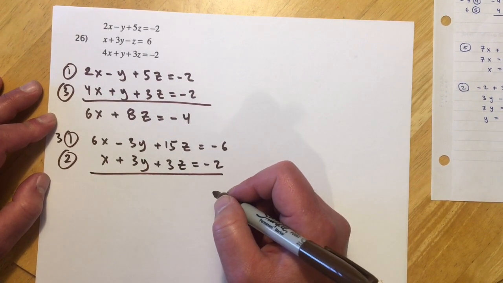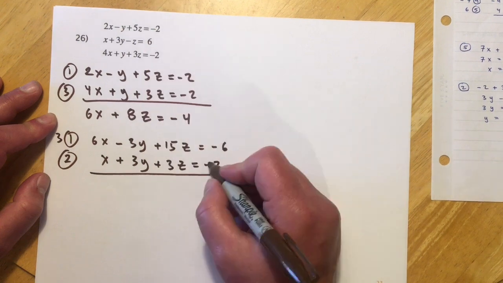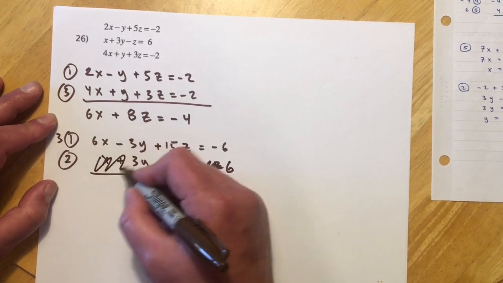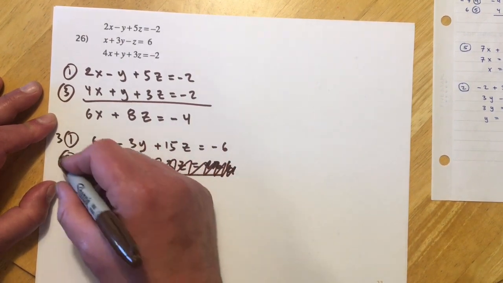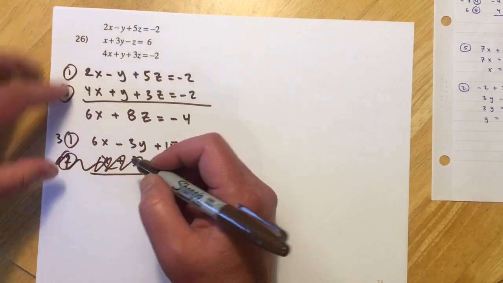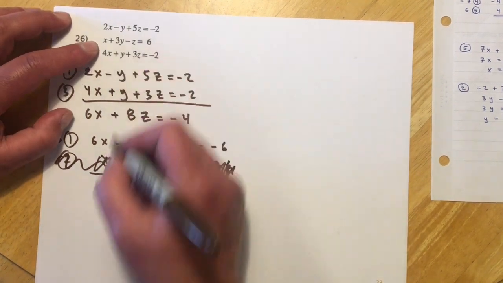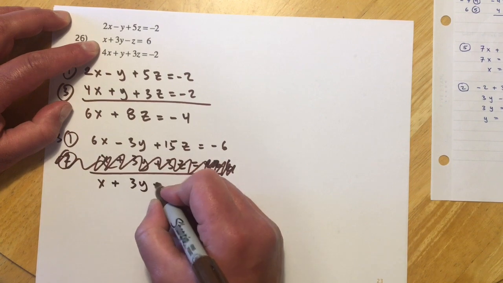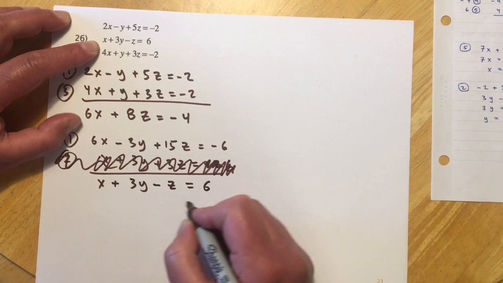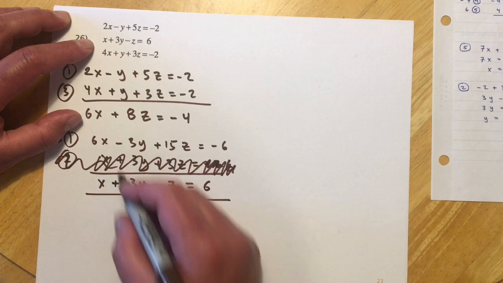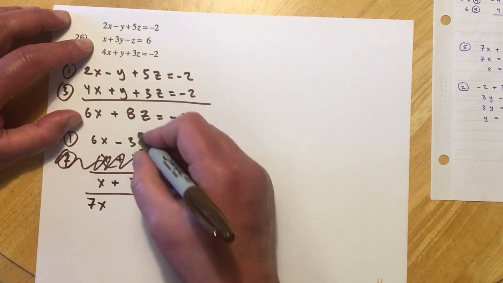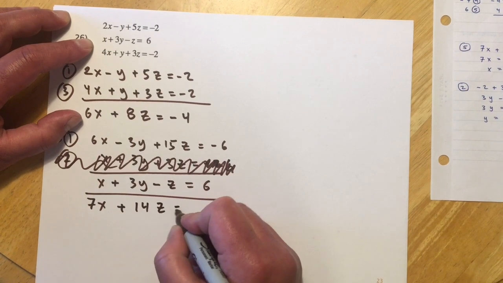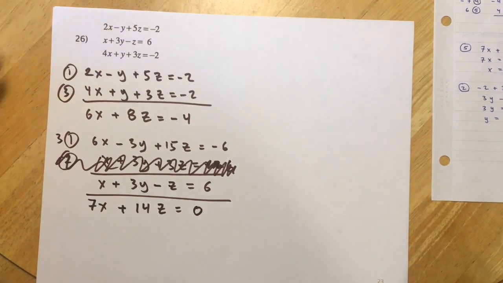And let's see, adding those, oops, this is a 6. Oops, I just realized I just copied down, sorry, I'm going to scratch that. I just realized I grabbed half of one and half the other, I think. So let me do this right. So x plus 3y minus z equals 6. So there's equation 2. So 7x, and then 3y's cancel, plus 14z minus 6 plus 6 makes 0.